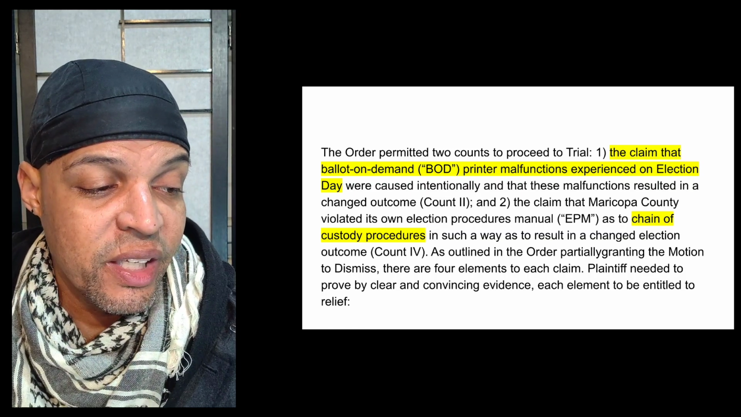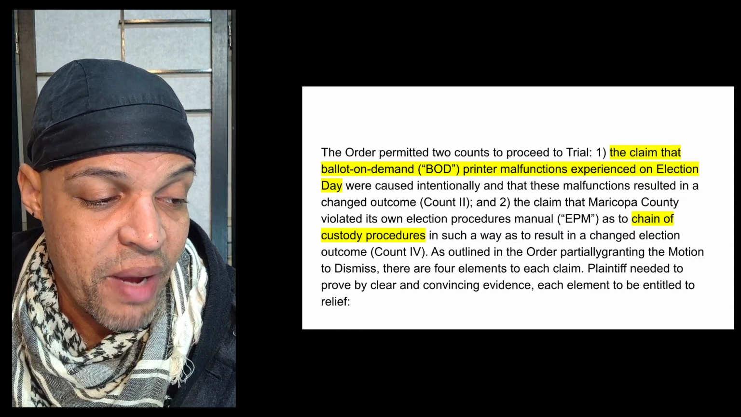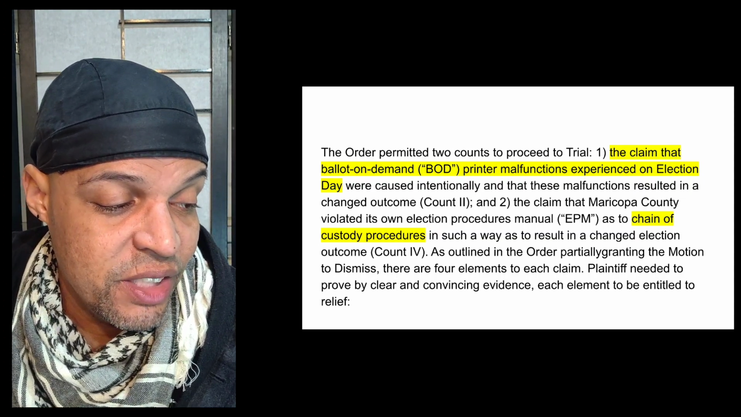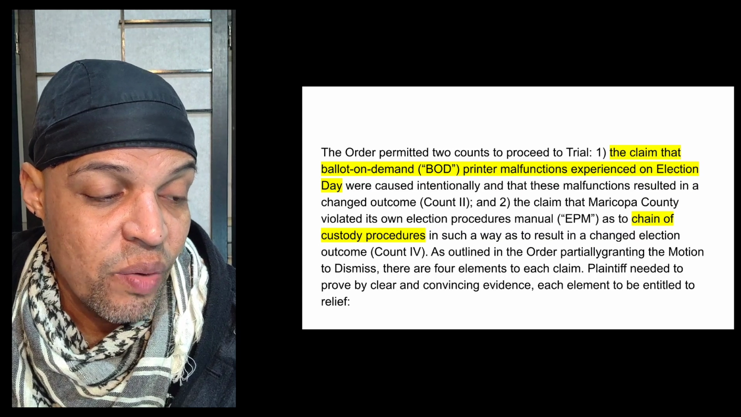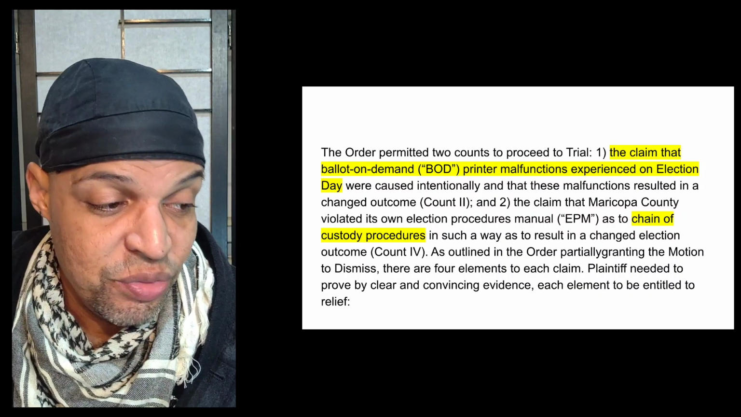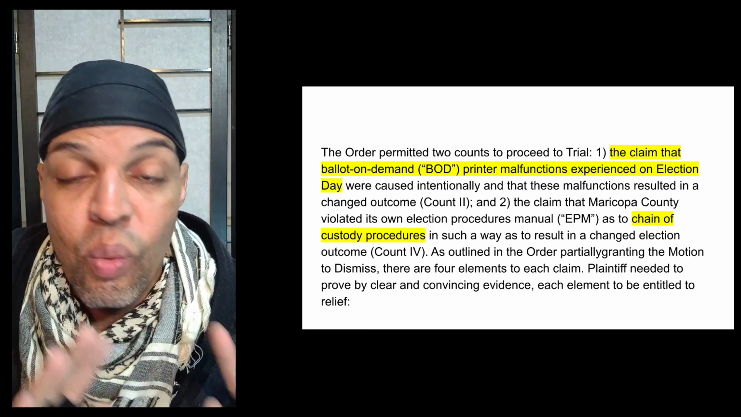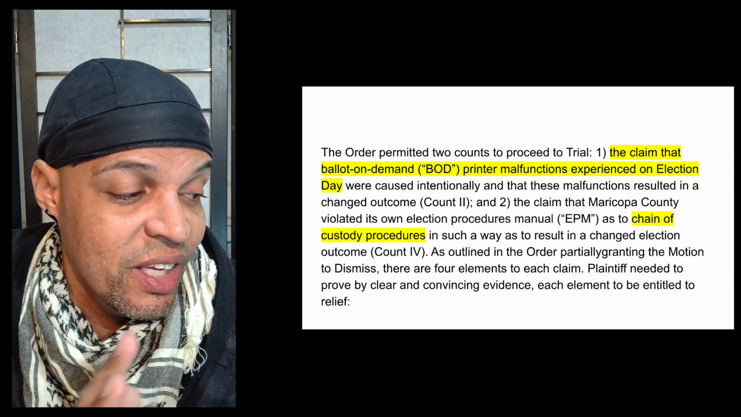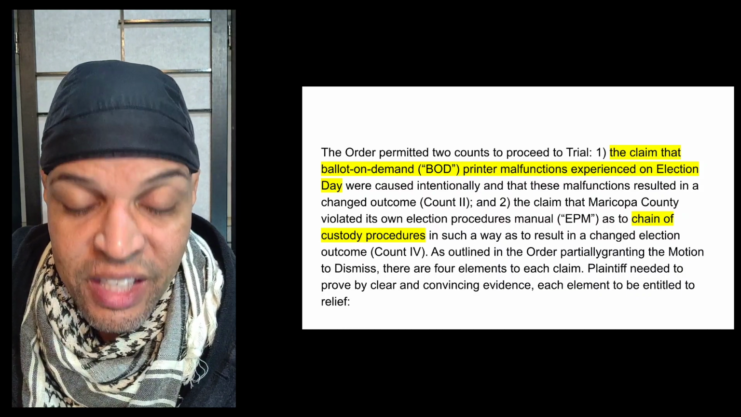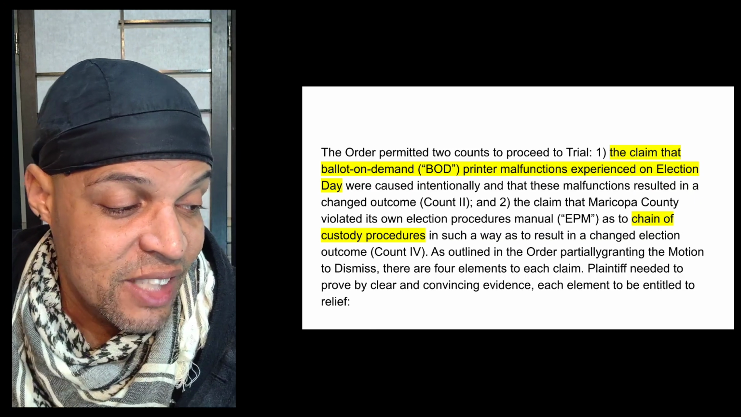Count 2. And 2, the claim that Maricopa County violated its own election procedure manual, EPM, as to chain of custody procedures in such a way as to result in a changed election outcome. Okay, right? Did you follow chain of custody? Was there a chain of custody? Yes or no? That's all we want to know. Was there a chain of custody? That's it. We don't care about the procedure. We want to know, was there a chain of custody? Yes or no? If yes, cool. If no, maladministration. All right? Scary simple, right?